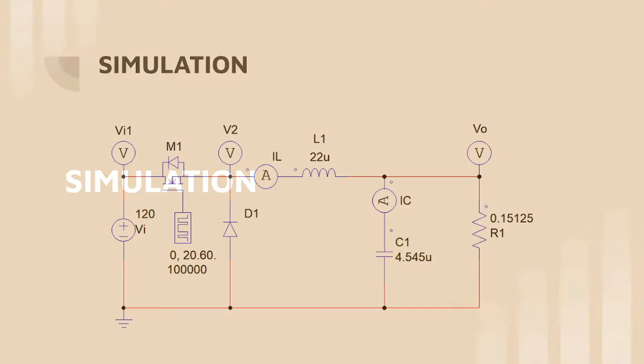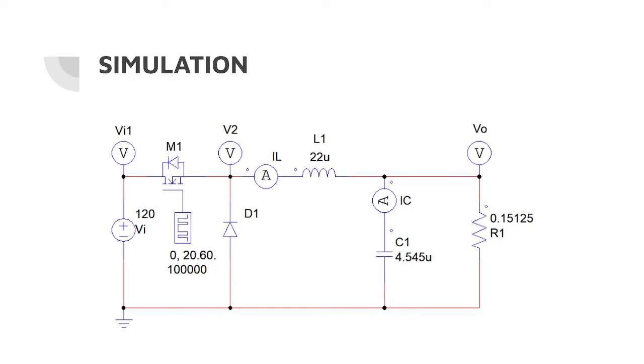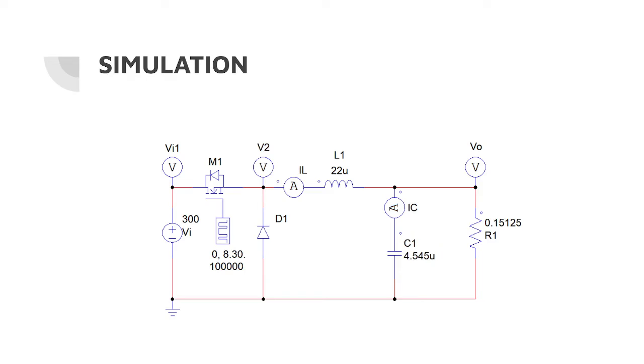Simulation. This is the circuit mounted for the project, based on the simulator. The first case is when the input voltage is 120 volts and the duty cycle is 20.6 degrees. And this is the circuit for the 300 volts input voltage application. Note that it is the same circuit as before, but now with a duty cycle of 8.3 degrees.